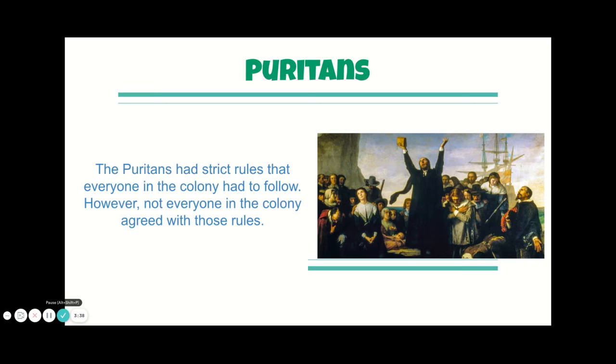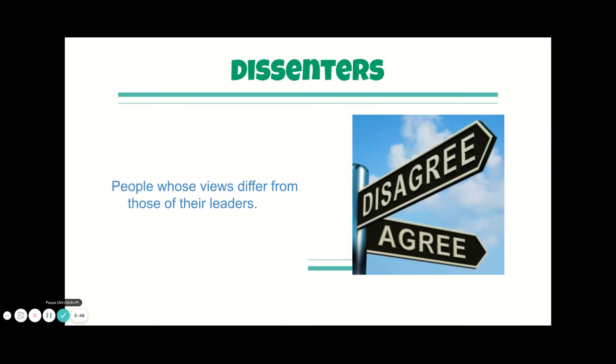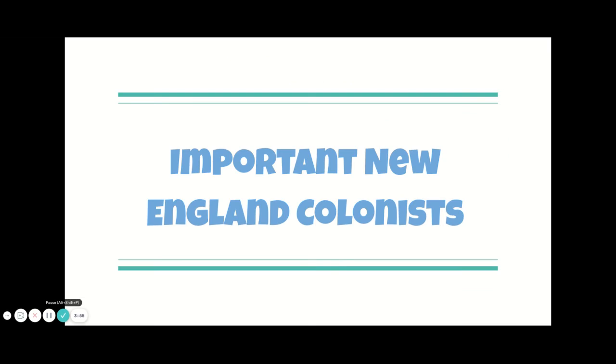These Puritans did have very strict rules, and everyone in the colony had to follow them. However, not everyone in the colony agreed to those rules, which really kept them in conflict. Finally, we have dissenters. These are just people whose views differ from their leaders, okay?